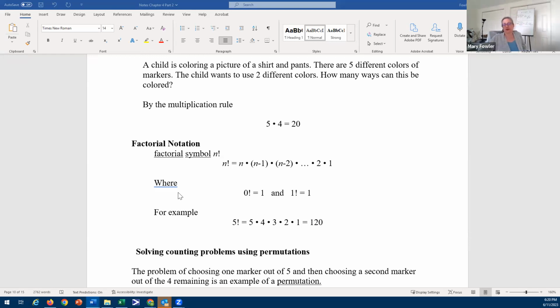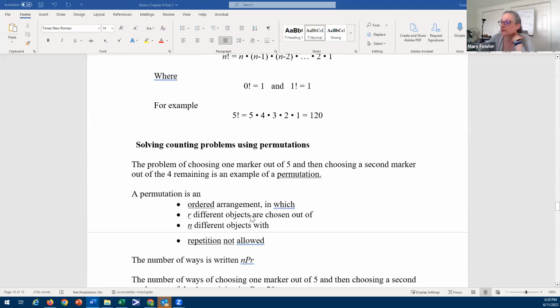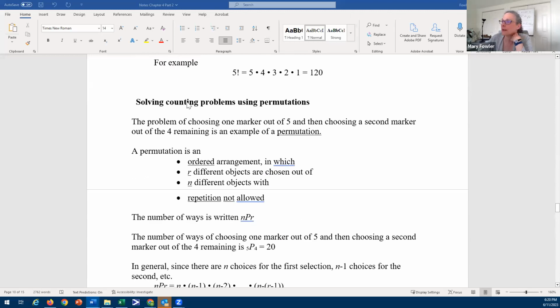And there's a special case that's worth commenting on. We let 0 factorial equal 1, even though we already know 1 factorial also equals 1. So 0 factorial is 1, 1 factorial is 1, 2 factorial is 2, 3 factorial is 3 times 2, or 6, and so on. Okay, so this notation is going to become helpful as we consider more complicated counting problems.